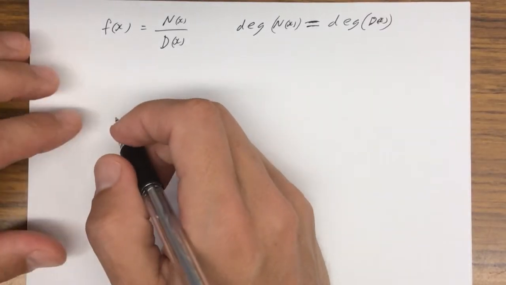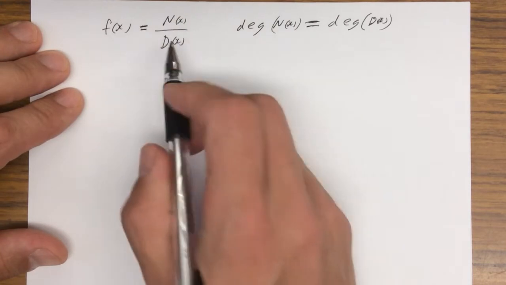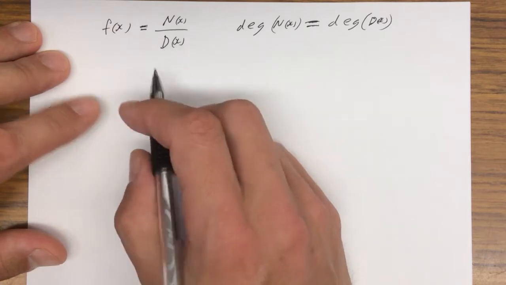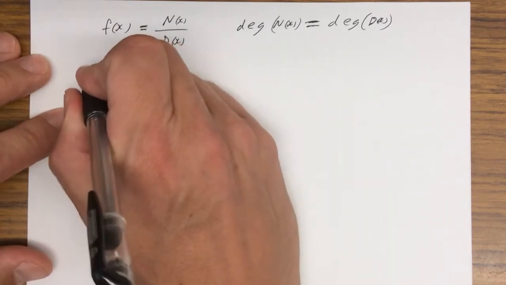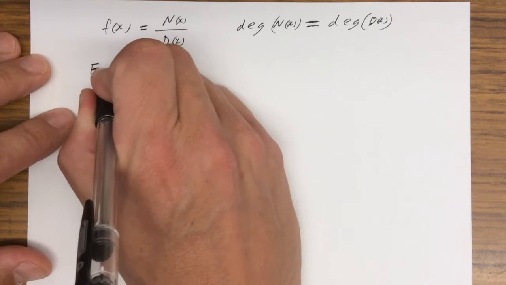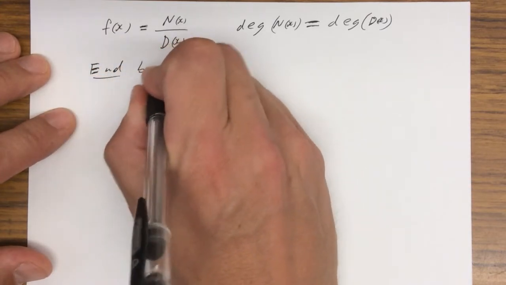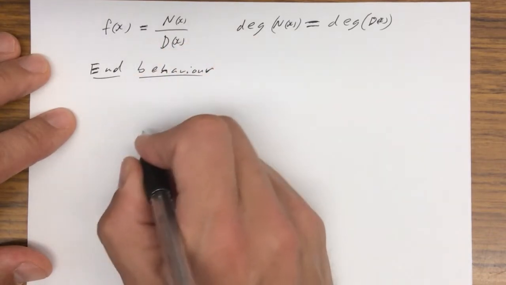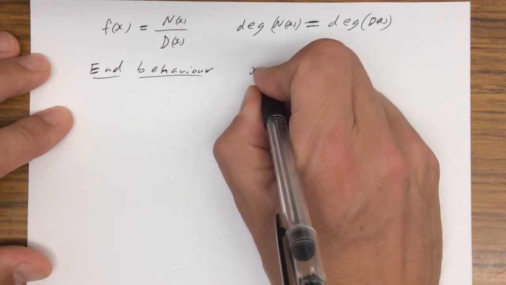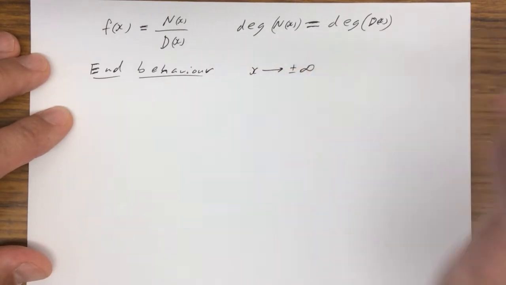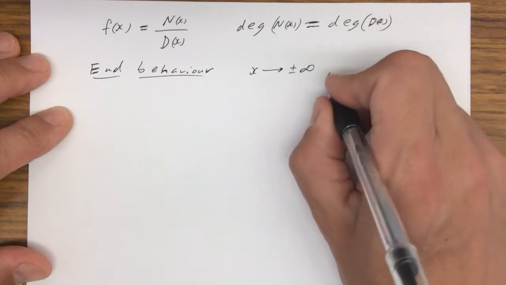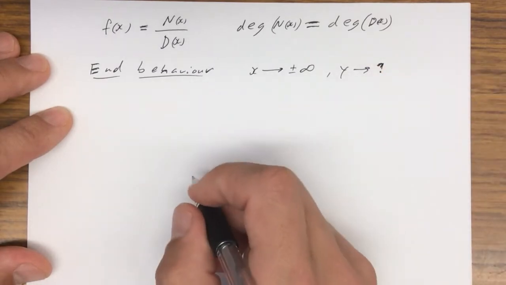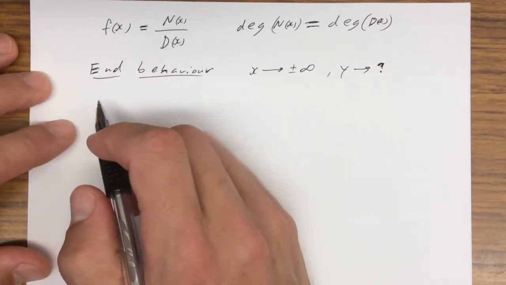Okay, so now we're going to look at rational functions where the degree of the numerator and the denominator is the same. So what we're going to look at first is the end behavior, and then we'll look at graphing them. So the end behavior when the degrees are the same is what happens when you look at x going to infinity and negative infinity. So x goes to positive and negative infinity. What happens to y? Okay, so then y goes to question mark here. That's what we're looking for right now when the degree is the same.